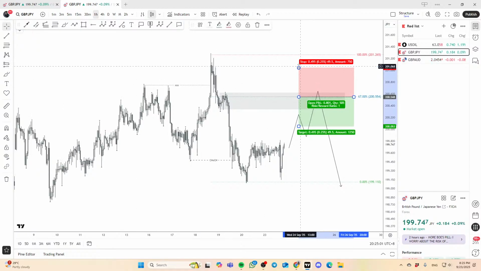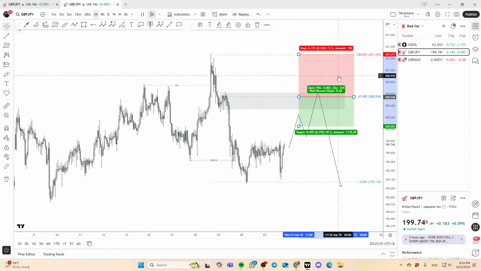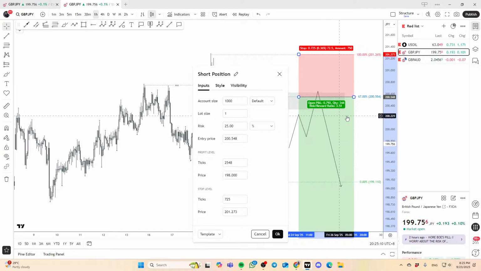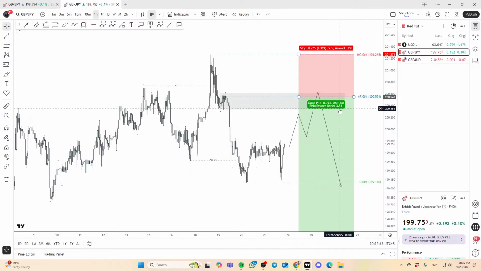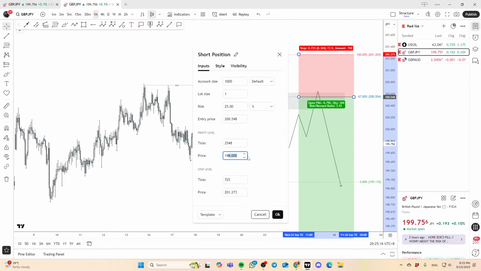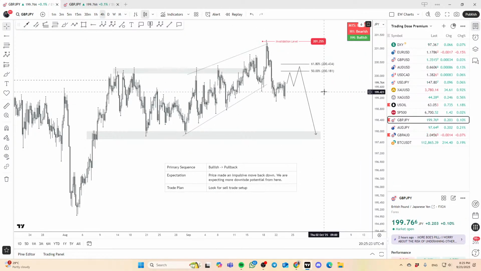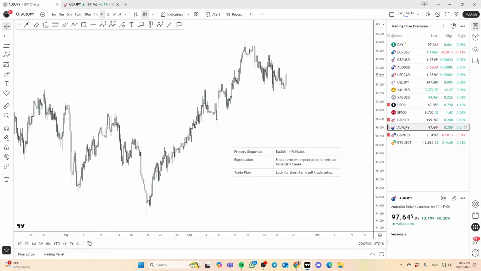If these things work out nicely, 198 gives you a 3.5 risk to reward ratio trade, which is very decent. If you just aim for 199.1, obviously that's going to be 1:2. So do look out for this. There's a very good chance we might get involved in this trade within this week, looking at how price is currently developing. So that's on the pound yen.